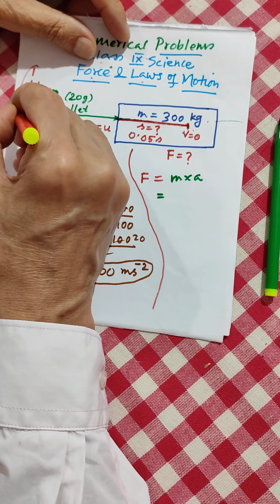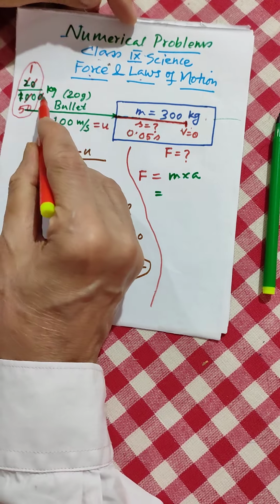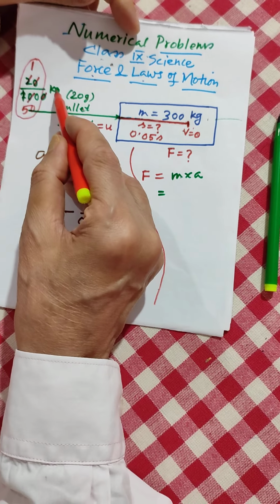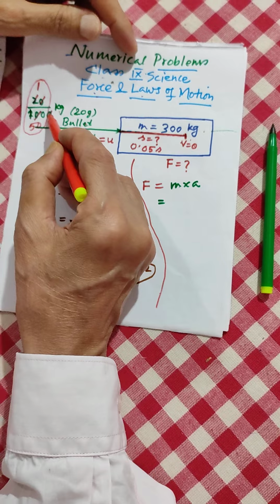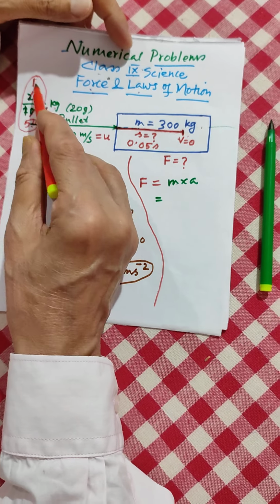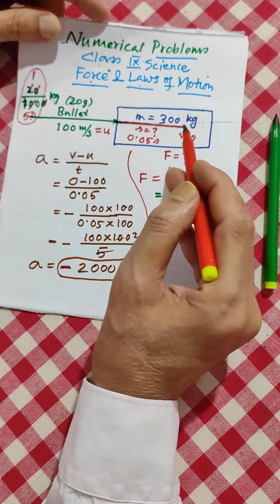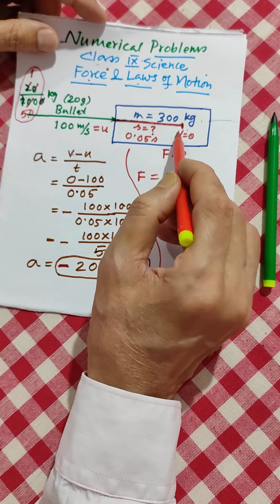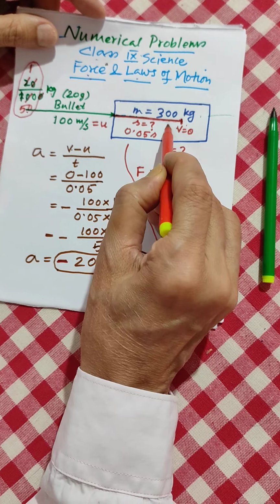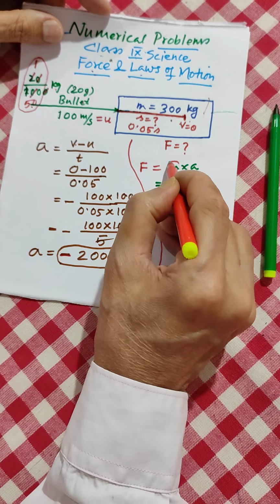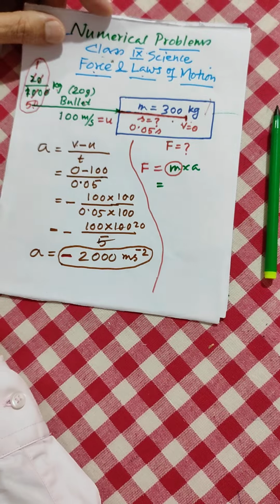So 1 by 50 kg is the mass of the bullet. It is given in gram, but we have to convert to SI unit kg, dividing by 1000. So you get 1 by 50 kg as the mass of the bullet. Now since we have to find the force exerted by the wooden block on the bullet, we have to consider this mass. Whose mass? Mass of the bullet.